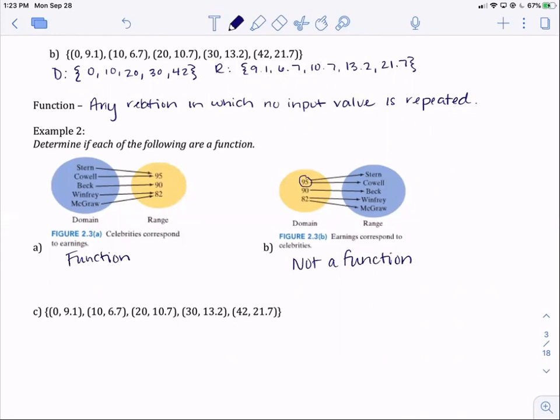So looking at C, are any of our x values repeated? No. So is it a function? Yes.